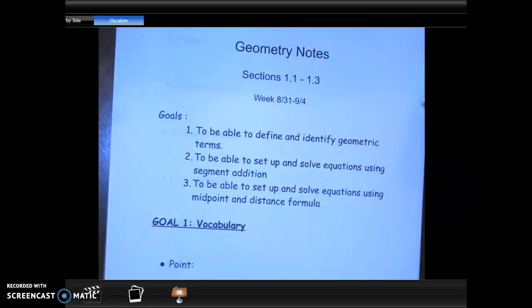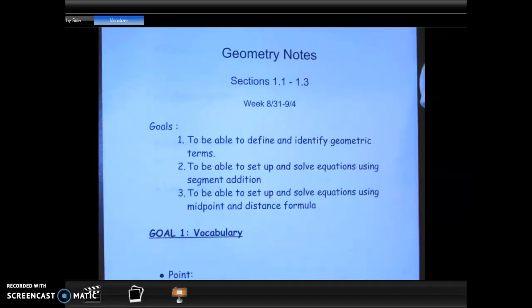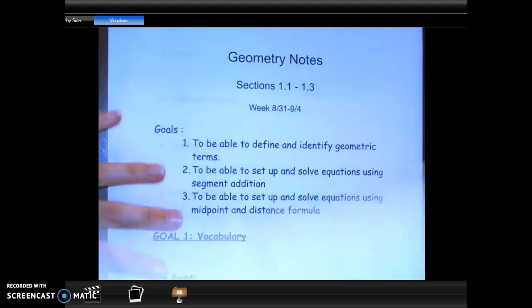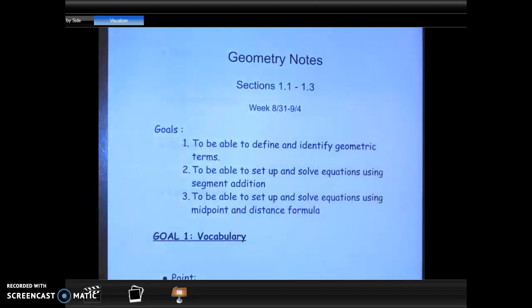Hello, hello. Welcome to your first set of geometry notes for the school year. We are starting with sections 1.1 through 1.3. These are just the basics.